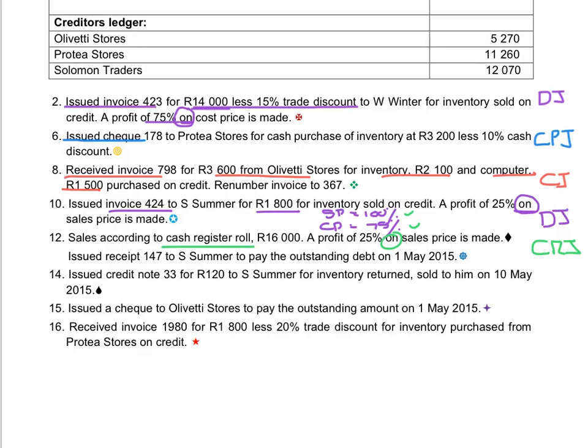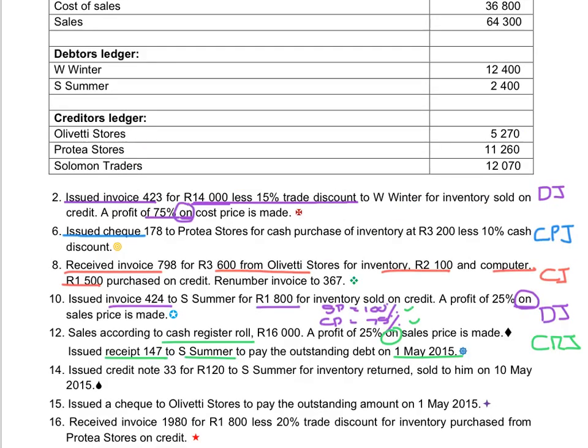Then there's an additional entry on the 12th. So we didn't only receive money for sales. We also received money from S. Summer, and we gave him a receipt as proof of payment of the amount that he owed on the 1st of May 2015. So we have to go back to the opening balances to determine how much money Summer owed at the beginning of the month. And in this debtors ledger, we see that Summer owed 2,400. So the amount that we will receive from Summer here will be 2,400 rand.